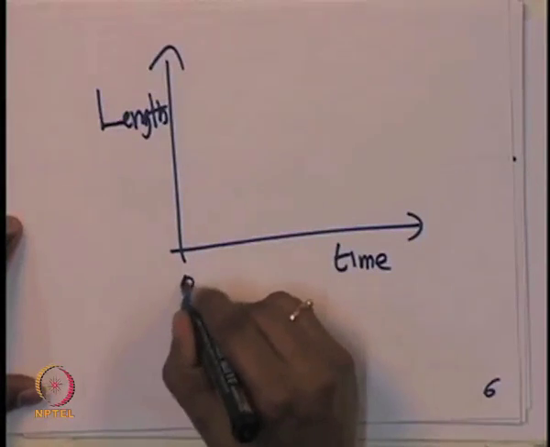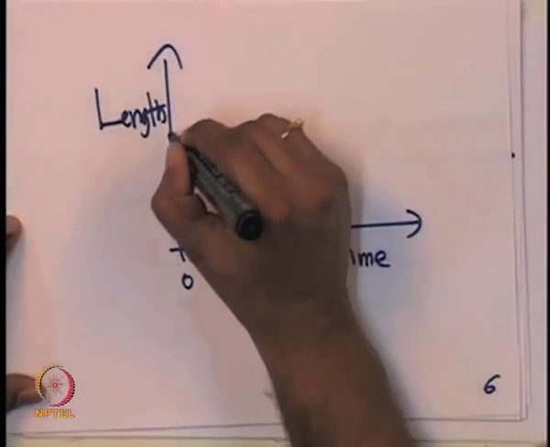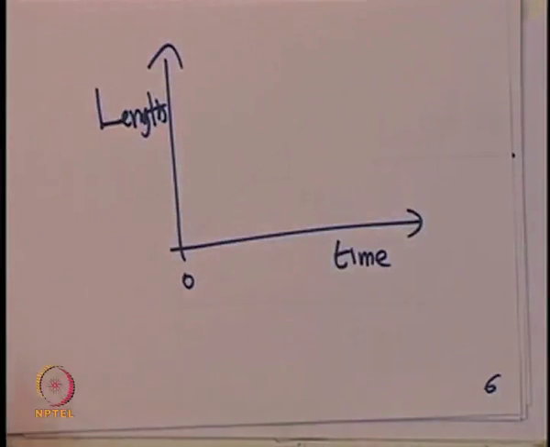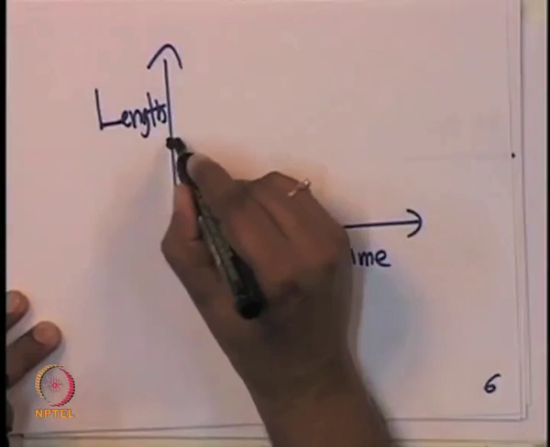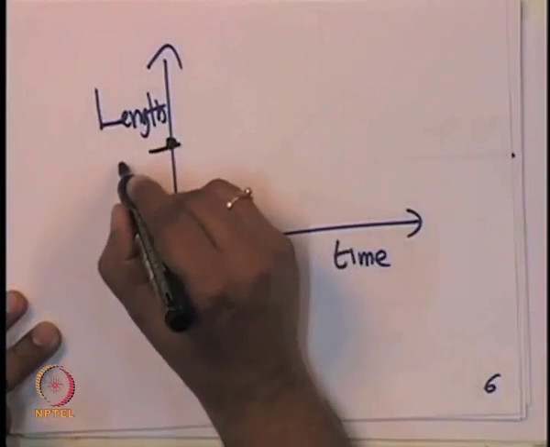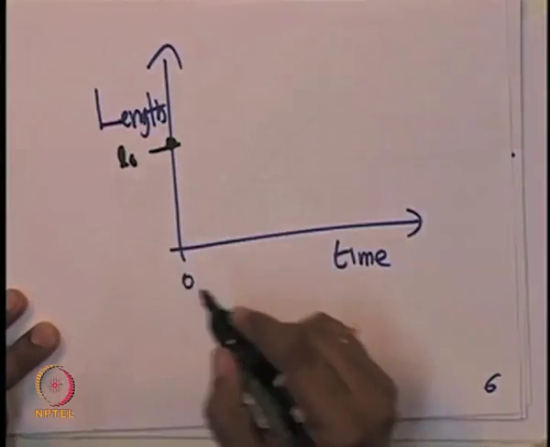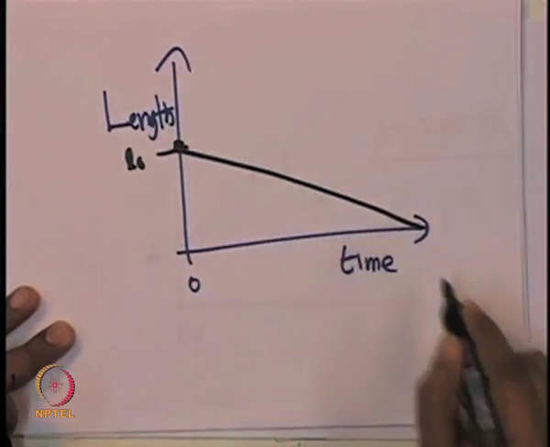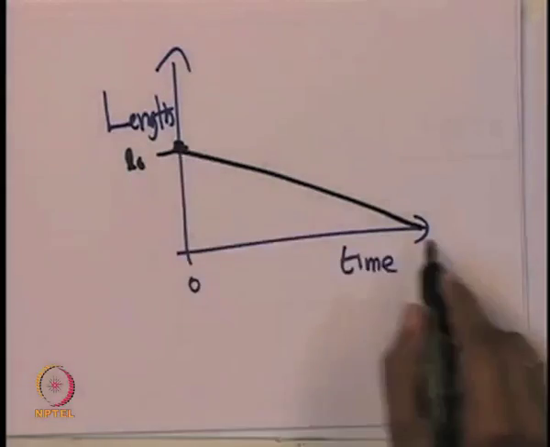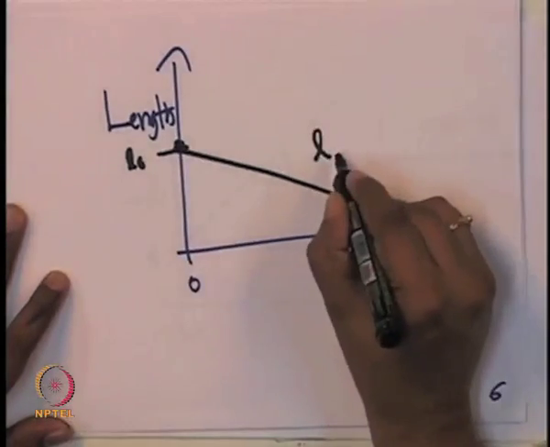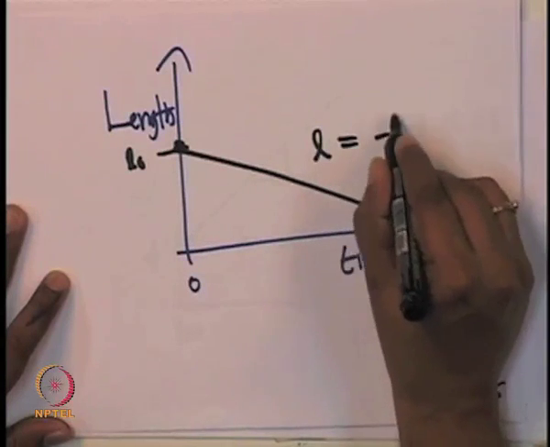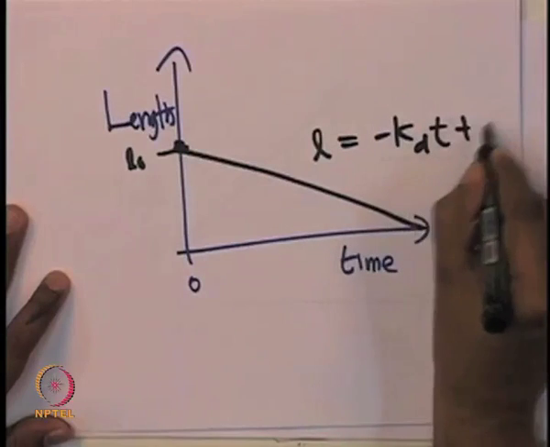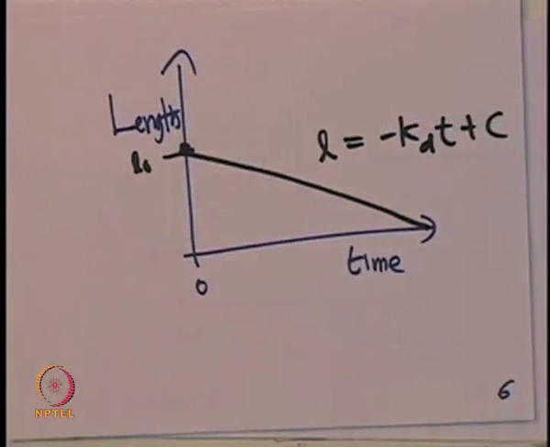So, at t equal to 0, we have some initial length which is L 0. Let me mark this initial length as L 0. This is our L 0, and as time goes, it decreases like a straight line. So, L is equal to minus k dt plus a constant. In the previous case, we had a function that was increasing; here we have something that is decreasing.